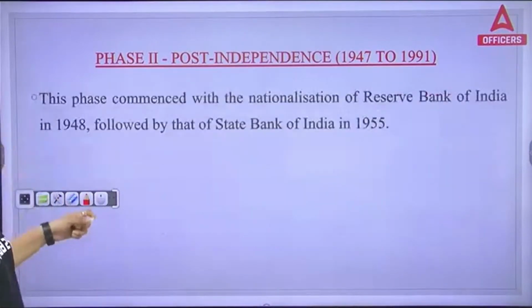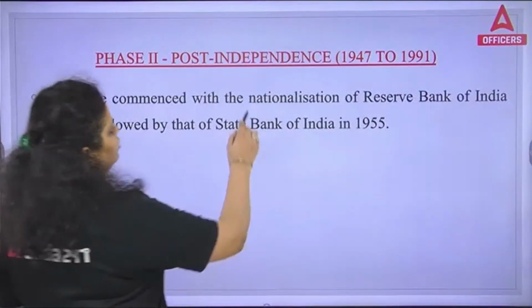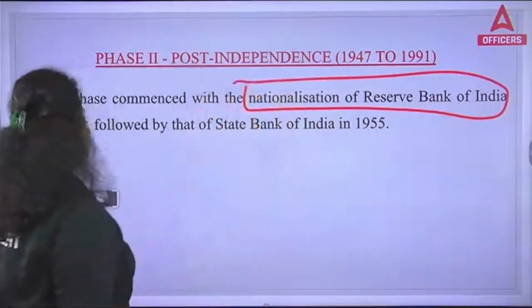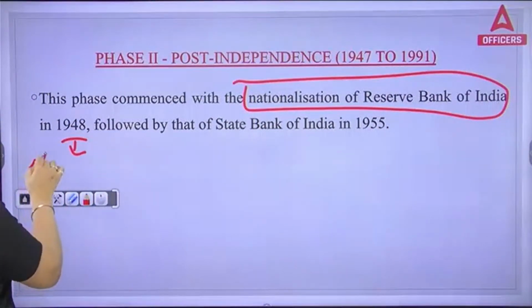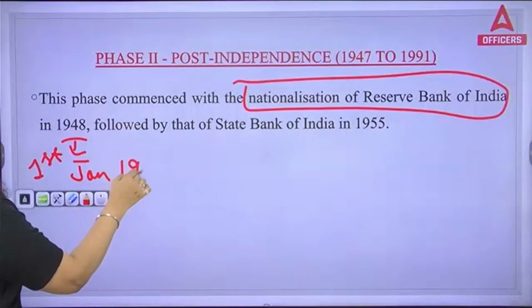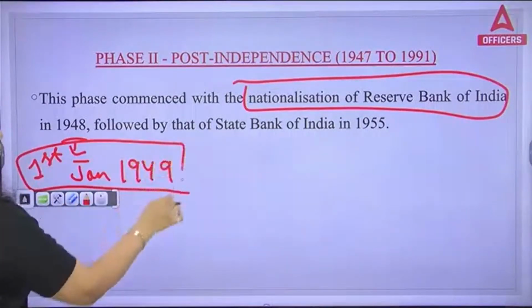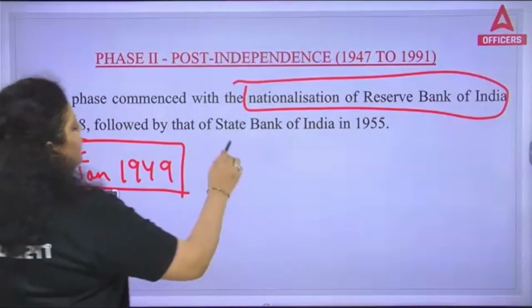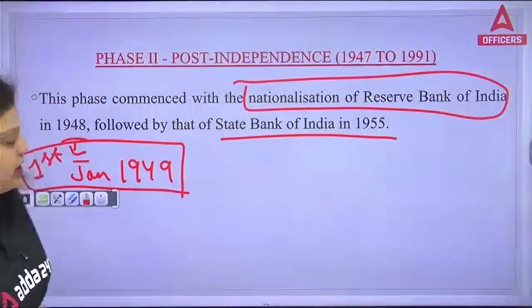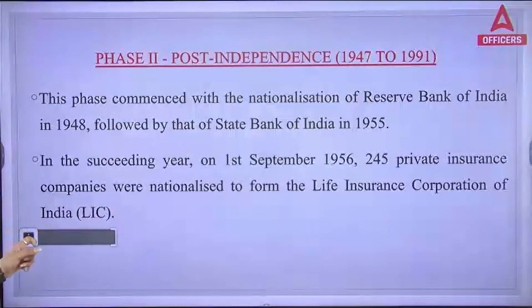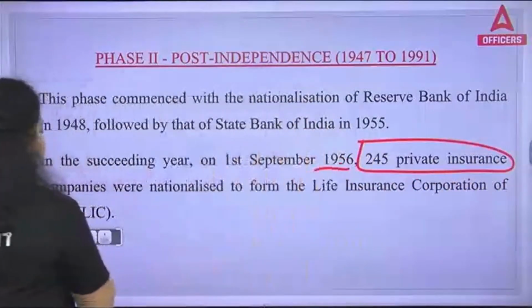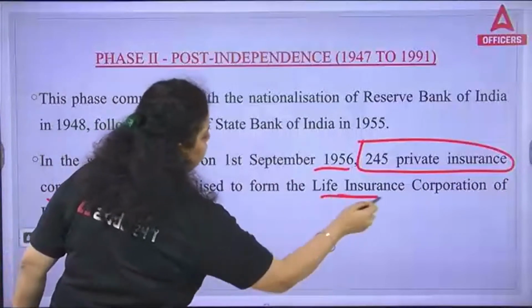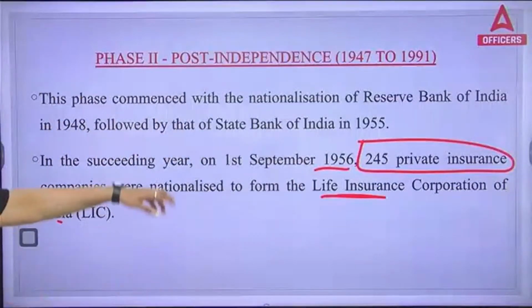Okay. Now, the other point is that this phase commenced with the nationalization of RBI in 1948. But the day of nationalization was 1st January 1949. On 1st January 1949, RBI was nationalized, followed by the State Bank of India in 1955. Apart from that, in the succeeding year, on 1st September 1956, 245 private insurance companies were nationalized to form what? To form the Life Insurance Corporation of India. 245 private companies, and then LIC came into being.